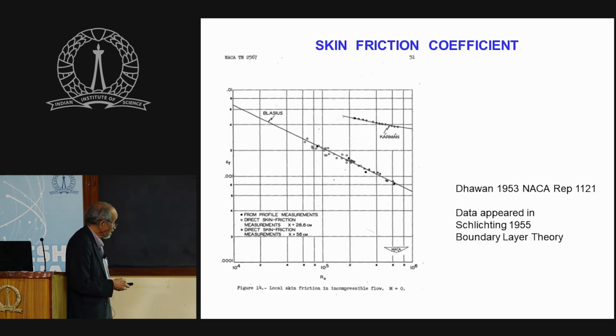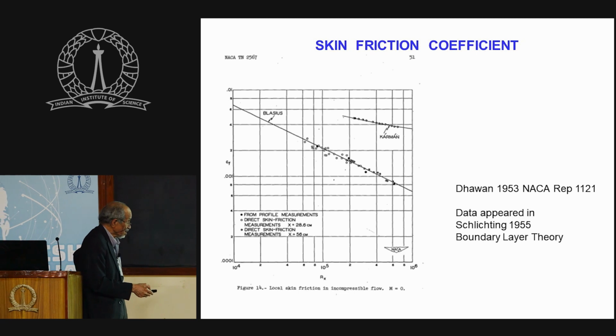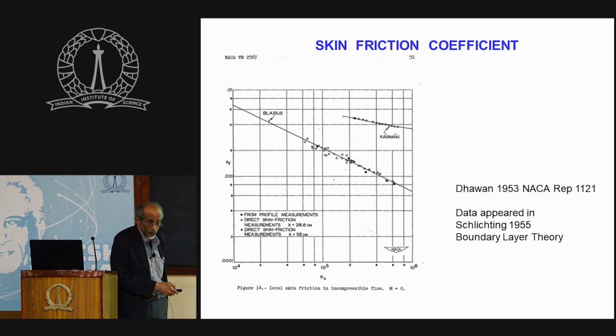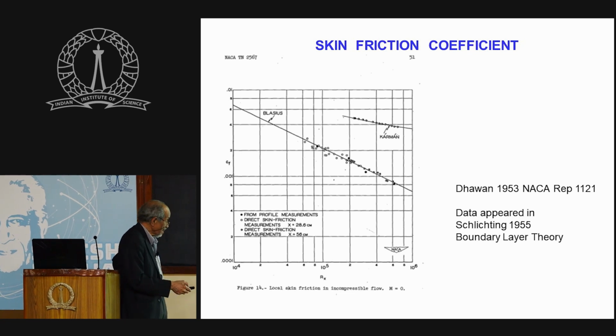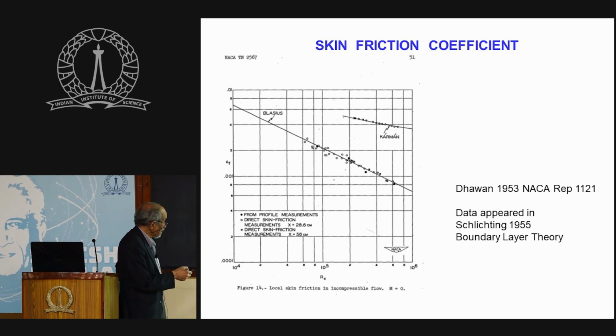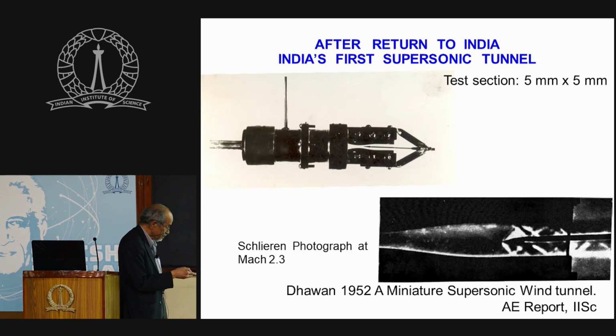And doing that, they did this, and as you can see, this appeared in a report by Dhawan, 1953. At those times, more information on aeronautics used to be contained in NACA reports than in journals. So this, of course, immediately became very widely known and appeared in the books just as soon as they were published. So you see, the measurements agree completely with what the skin friction should be in laminar flow here and in the turbulent flow there.